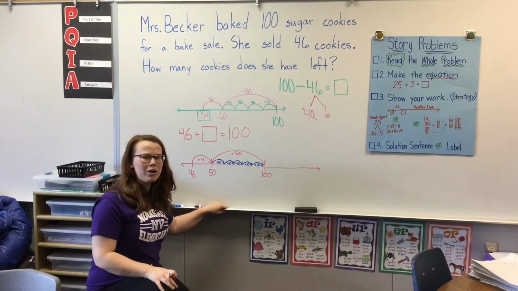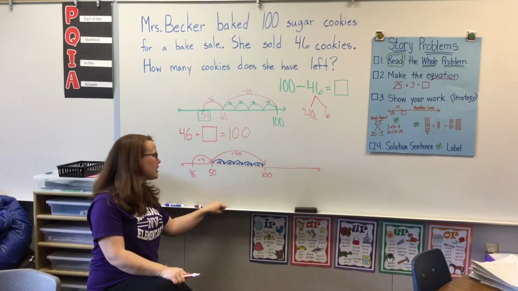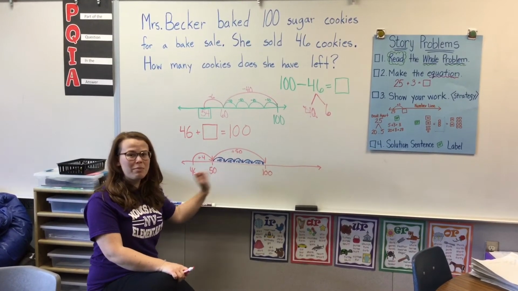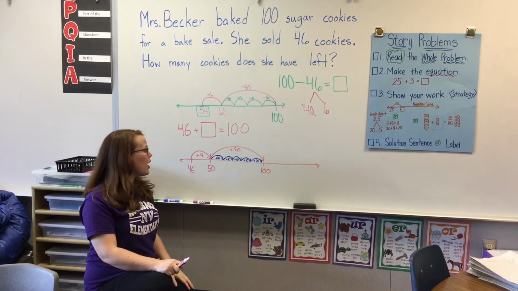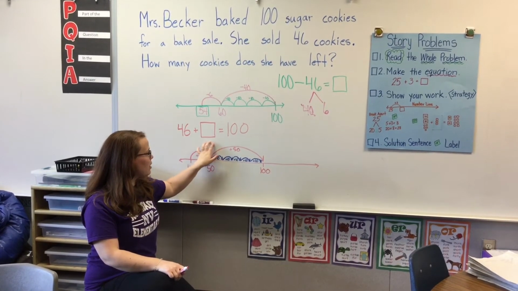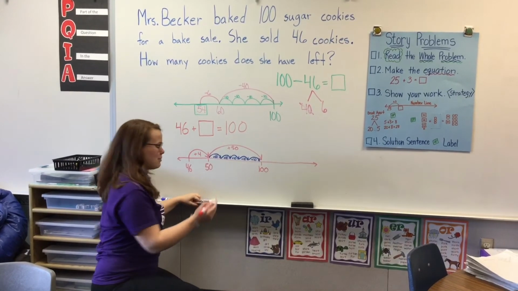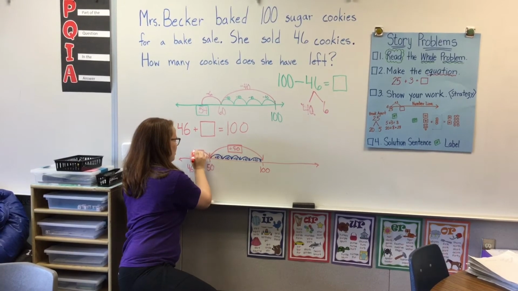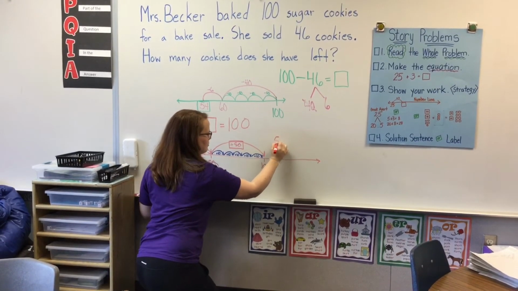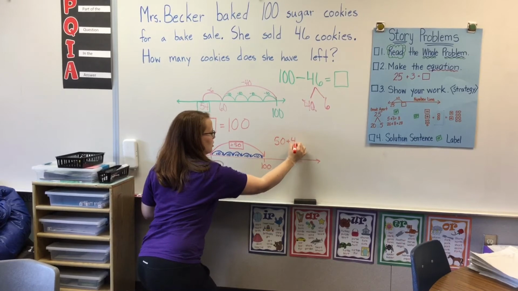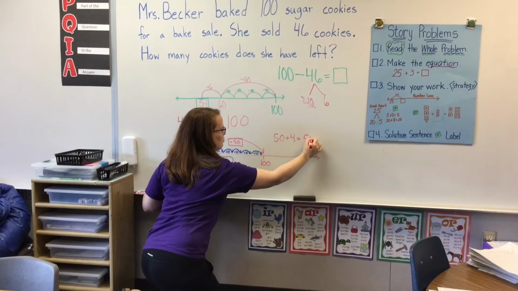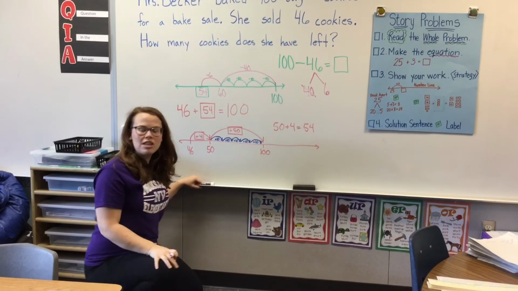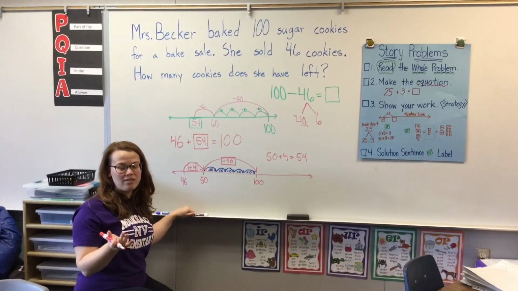Now I have to think about where is my solution on my number line. Is it in where I land it, or is it in adding together the jumps? Where would the box be for that solution? So I already know that I did 46 plus box equals 100. So I'm going to find my solution in my jumps. And I know that 50 plus 4 equals 54. That would be my solution, which is the same solution that Mrs. Becker got. It's just a different way of solving it.